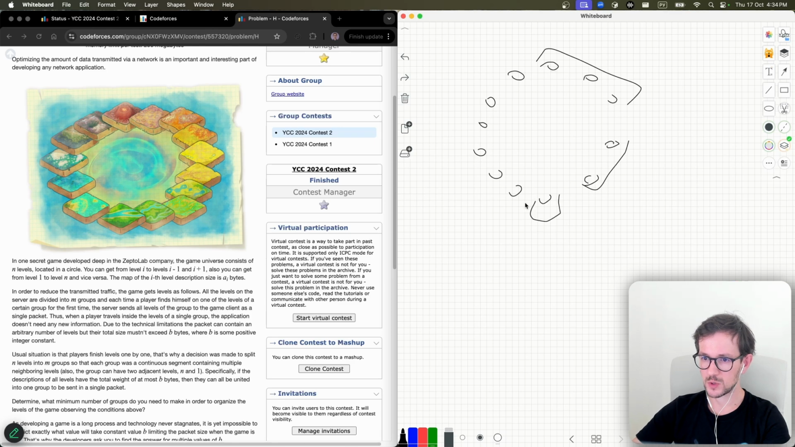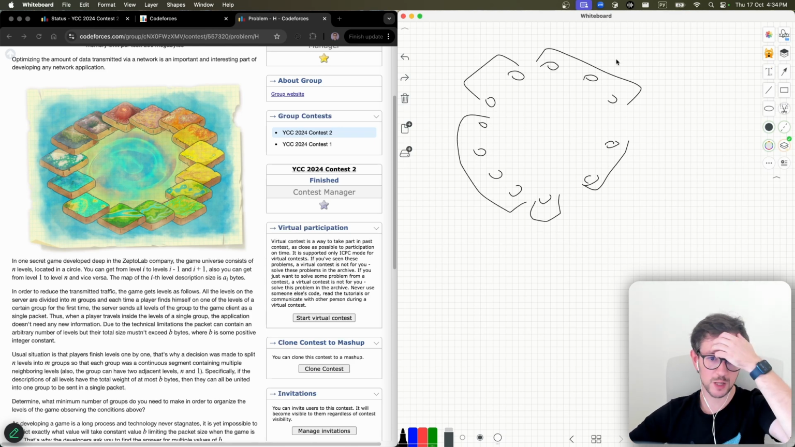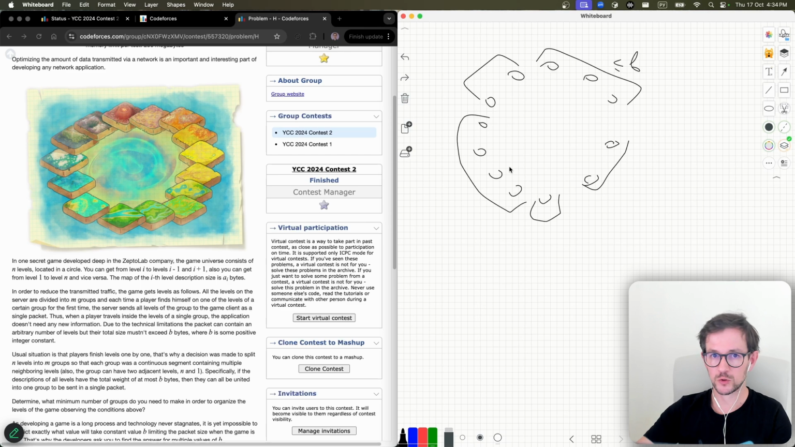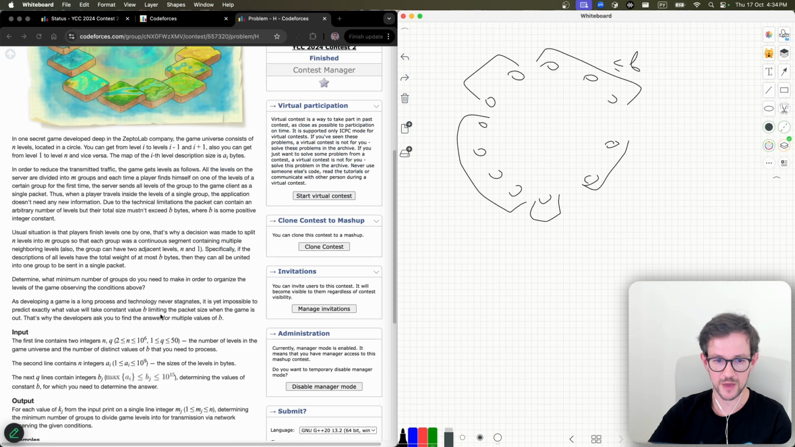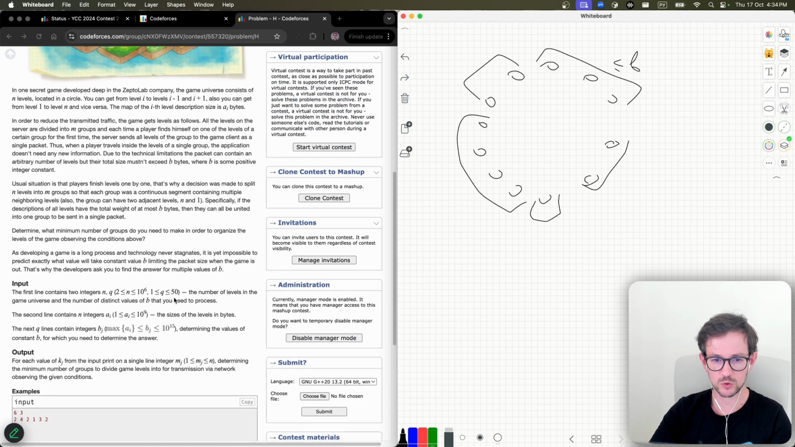Let's do maybe one element in the block, maybe more elements, such that the sum of elements in each block is no more than b. And we need to split them into the minimal number of blocks. And we need to do it for several values of b, because I think they wanted to solve it in linear time.